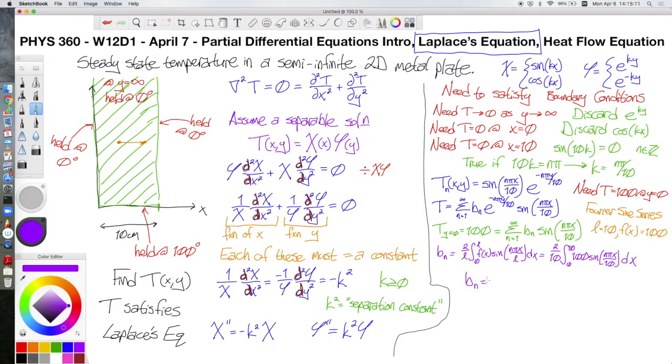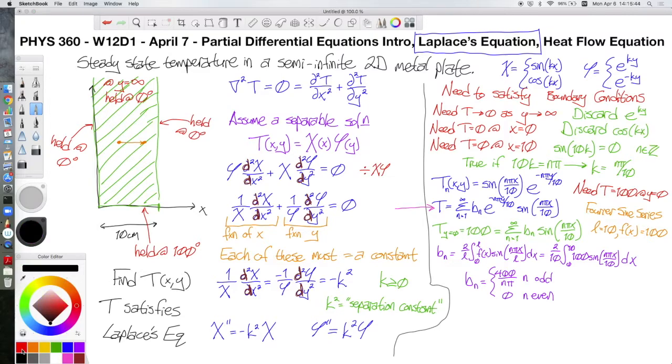And it will turn out that we get the following values for Bn. This is actually a homework problem, verifying this. We will get a value of 400 over n pi when n is odd, and a value of 0 when n is even. So this allows us to find the values for Bn, so we can go back up to our full answer here. This line right here that I've put the pink arrow next to is our solution to this problem. The only thing that's missing here is the different values of Bn.